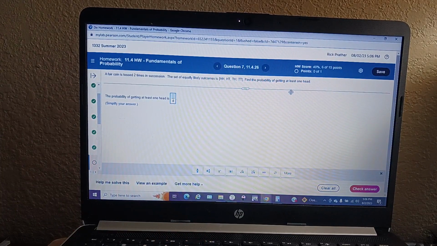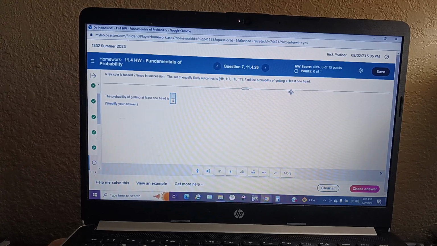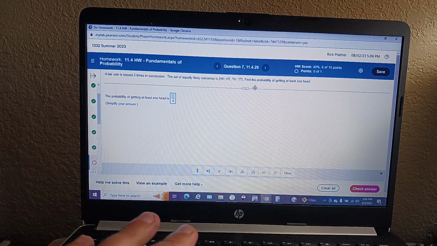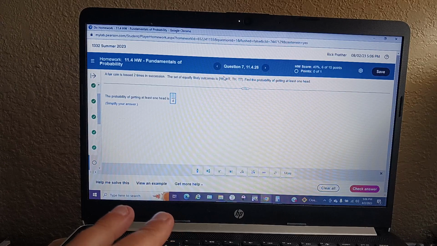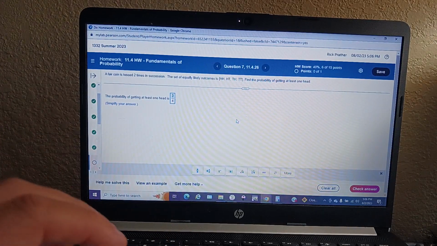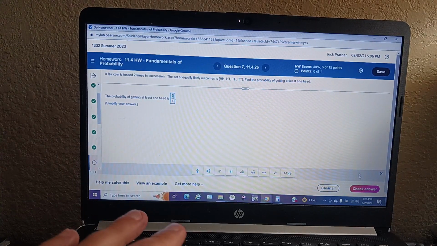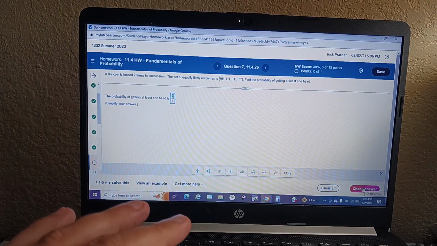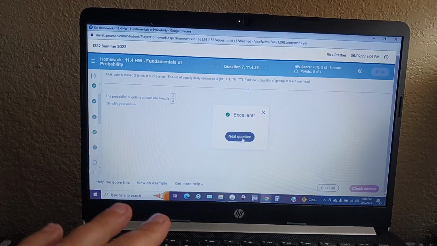At least 1 means 1 or more. And that could mean 2 heads in this case. So it includes the 2 heads. It includes both of the ones that have 1 head. So this is 3 out of 4, not 2 out of 4. There's 3 good ones now out of 4 total. And 3 out of 4 doesn't reduce, so that's it.